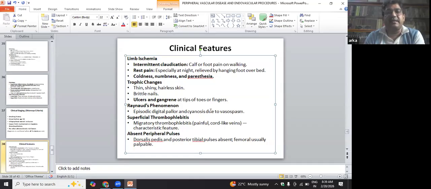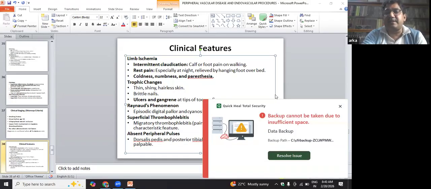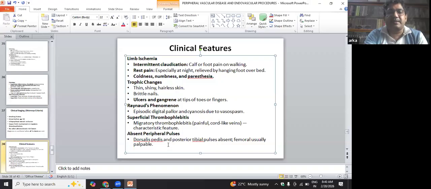Trophic changes, that is thin, shiny, hairless skin, brittle nails, ulcers and gangrene at the tips of toes or fingers. Raynaud's phenomenon, episodic digital pallor and cyanosis due to vasospasm. Superficial thrombophlebitis, migratory thrombophlebitis, is a characteristic feature. And absent peripheral pulses: dorsalis pedis and posterior tibial pulses absent, femoral usually palpable.